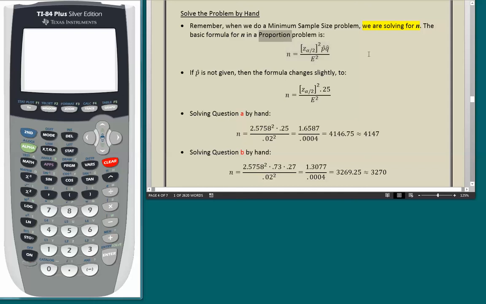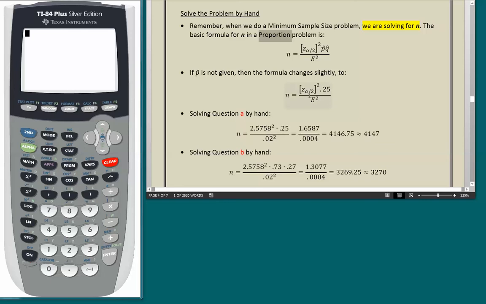That again is if p hat is given to you in the problem. If p hat is not given, then the formula changes slightly. And the only change is right here. Instead of having p hat times q hat, you simply have times 0.25. So let's look and see how we solve question A by hand.